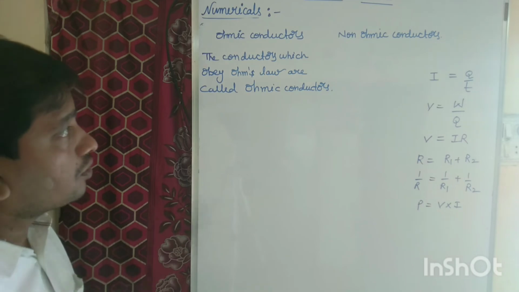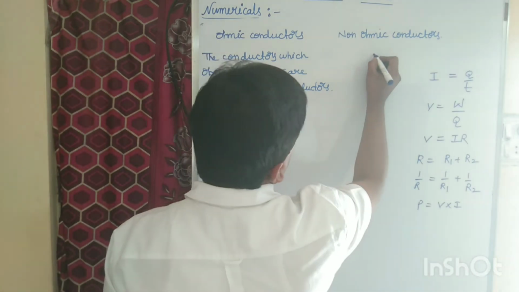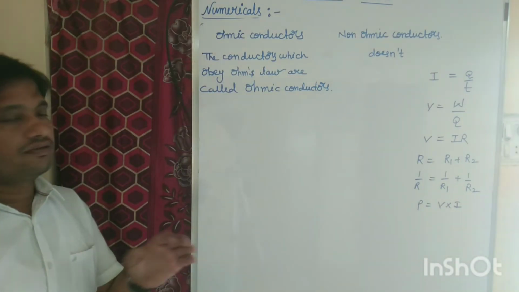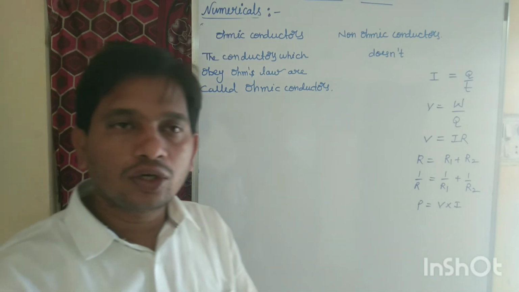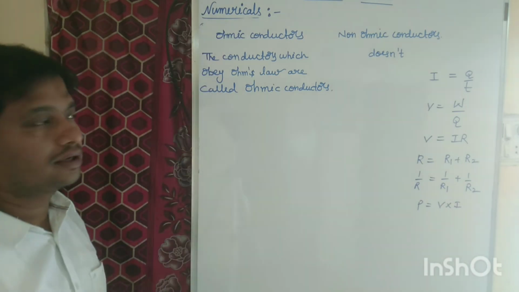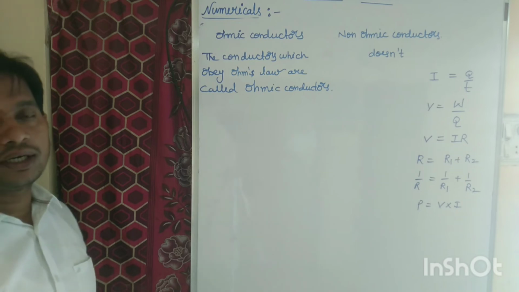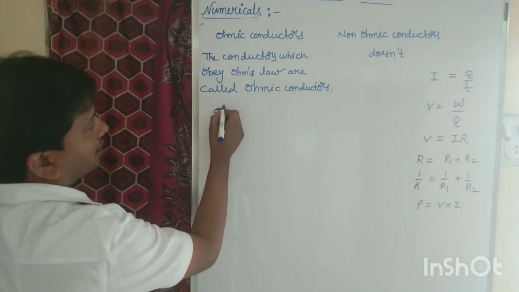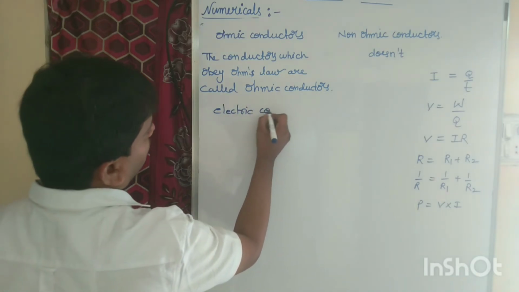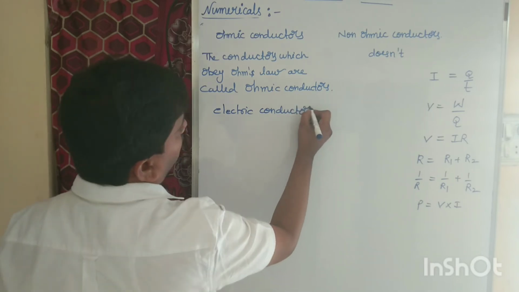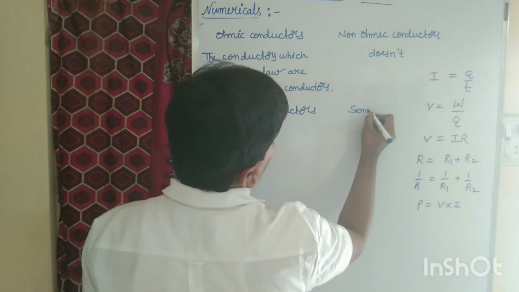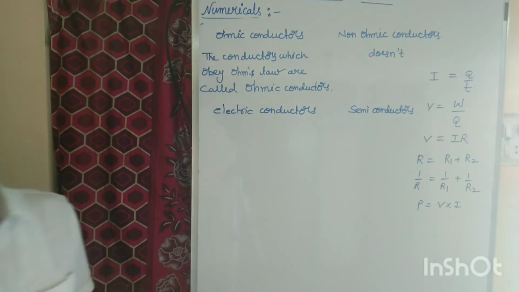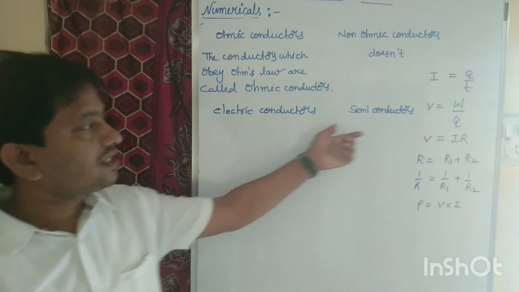So what about non-ohmic conductors? The conductors which do not obey Ohm's law are called non-ohmic conductors, right? So that is the difference between ohmic conductors and non-ohmic conductors. Ohmic conductors are generally electric conductors, whereas non-ohmic conductors are semiconductors.